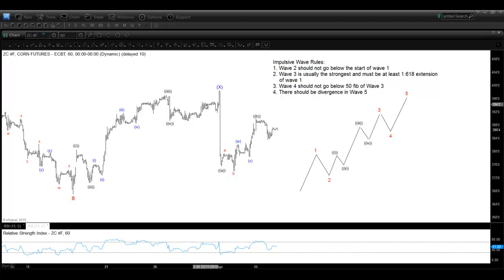In this video, I'm going to talk about the impulsive waves, which is the 5 wave moves that most people with some knowledge of Elliott Wave are quite familiar with. And this is the basic structure of the 5 wave impulsive waves.